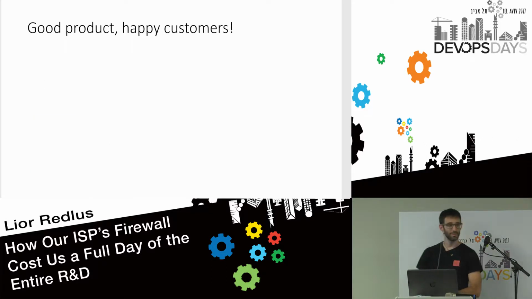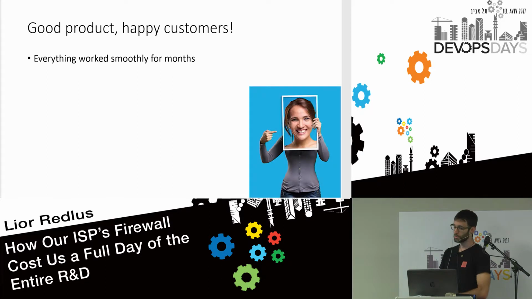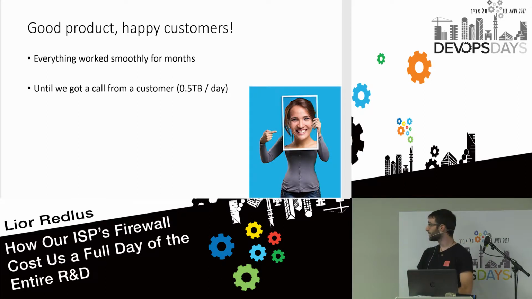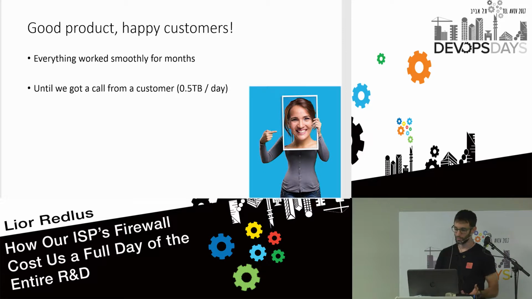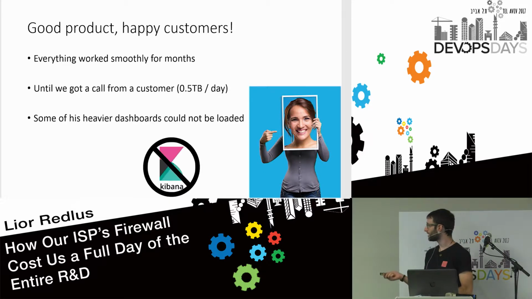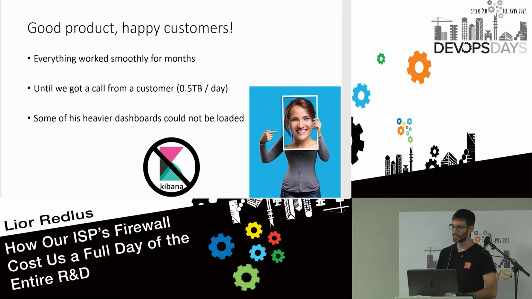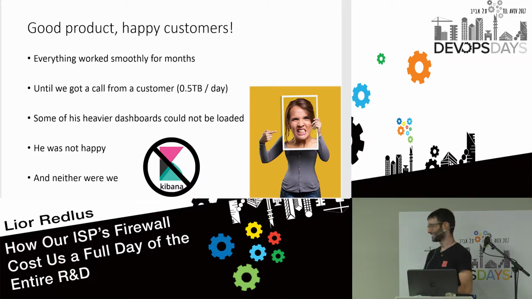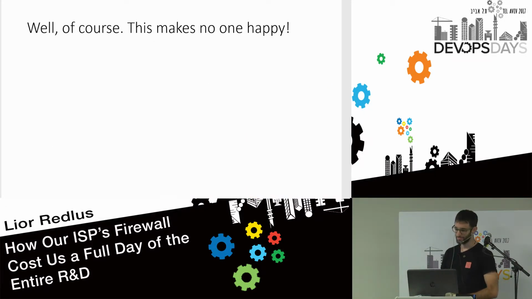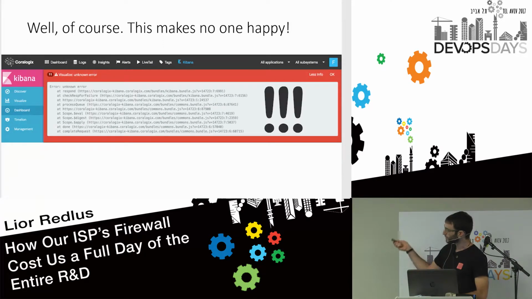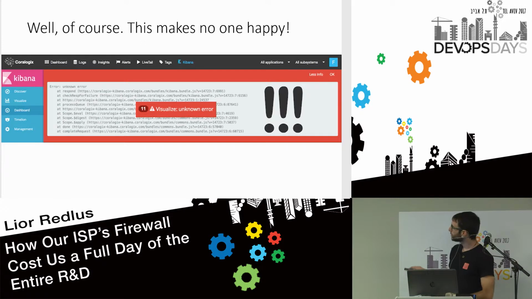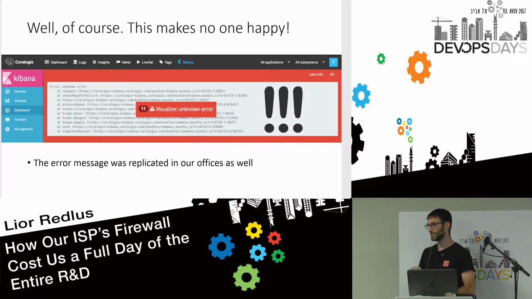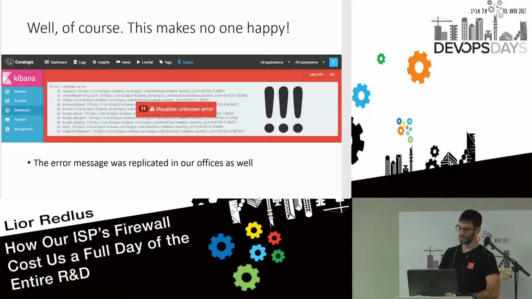So the product is good, the customers are happy, and everything worked smoothly for months. Until one day we get a call from one of our customers who sends around half a terabyte per day. And he says, listen, my heavier Kibana dashboards are not loading. And of course, he wasn't happy, and neither were we. No one can be happy when seeing this kind of error, which we initially didn't know what to do with. But we could replicate it in our offices, so we immediately began investigating.